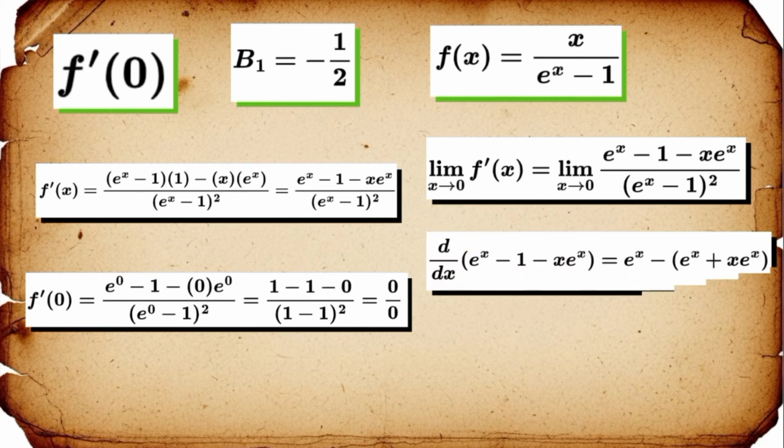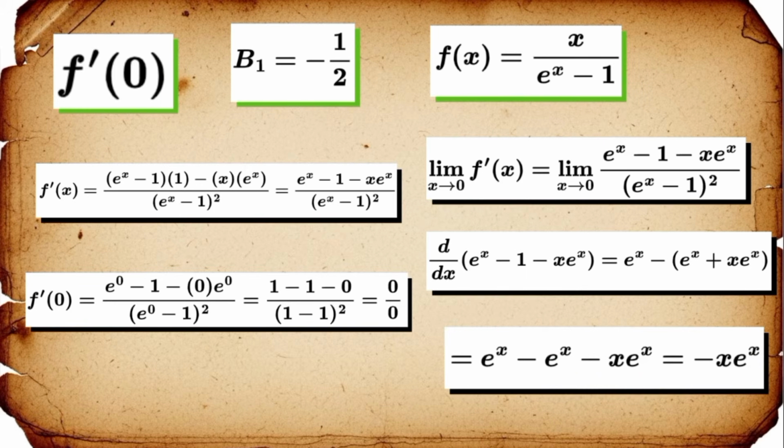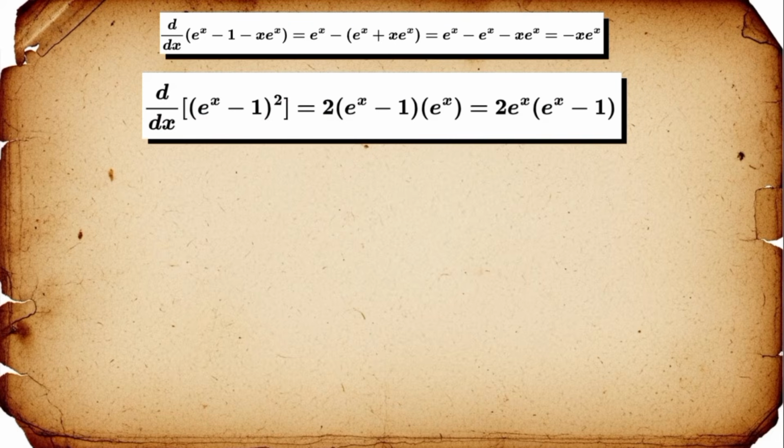The derivative of the numerator, e to the x minus 1 minus x times e to the x, is calculated step by step, giving us negative x times e to the x. The derivative of the denominator, the quantity e to the x minus 1 squared, equals 2 times the quantity e to the x minus 1 times e to the x, which is 2 times e to the x times the quantity e to the x minus 1. So the limit becomes the simplified form shown.